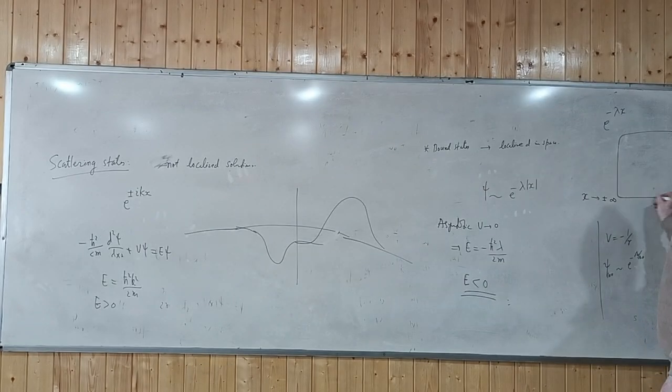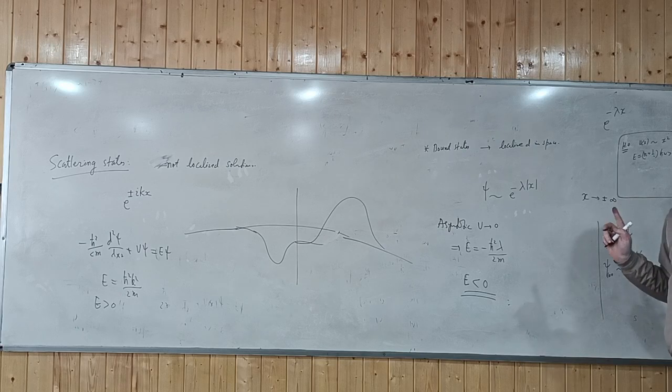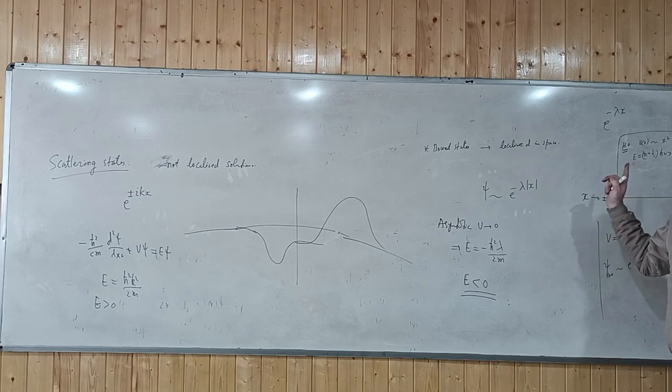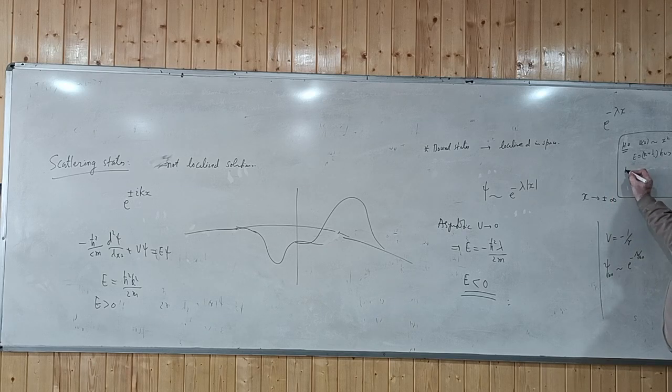So let's take the harmonic oscillator. What is the potential? It is x square. So what is the energy here? It is (n plus half) h cross omega. So this is always positive. Does it mean it's a scattering state? No. So what is the condition for the bound state here? In this case, the condition for the bound state is that E has to be less than U at plus or minus infinity.